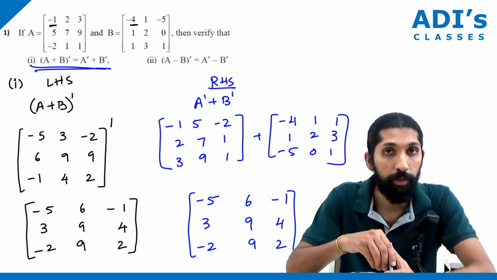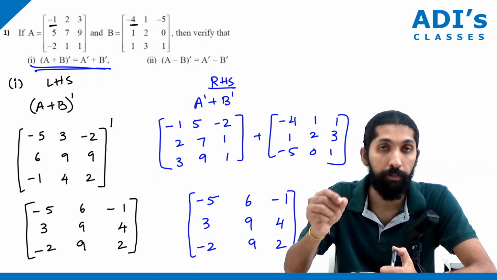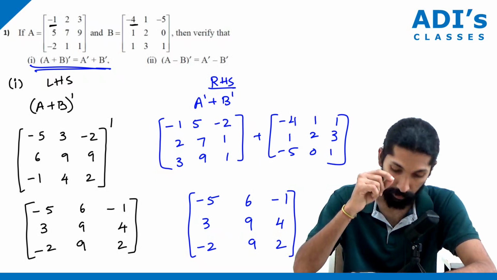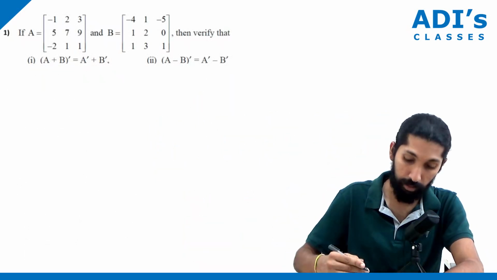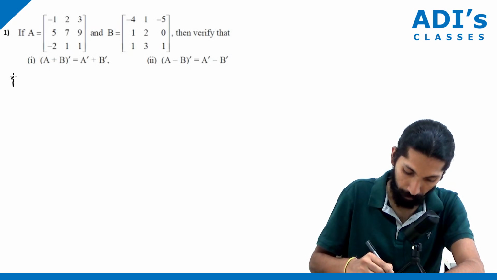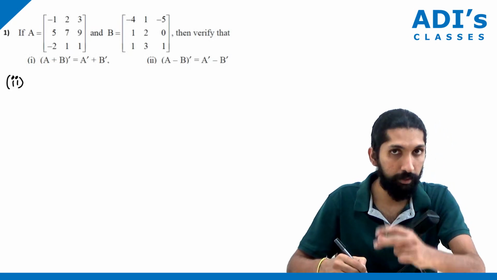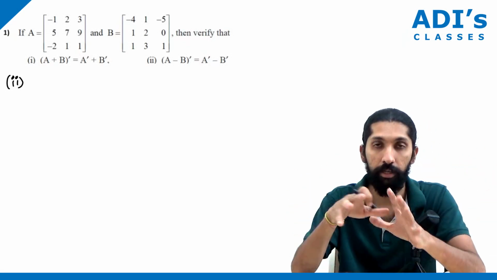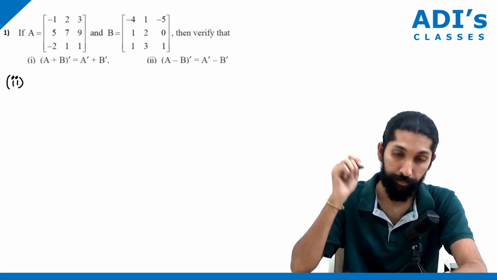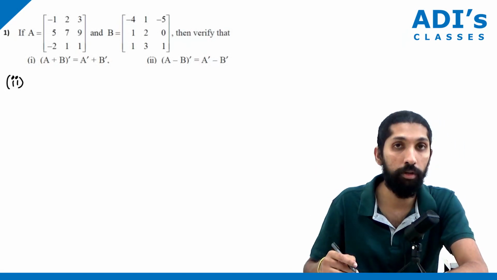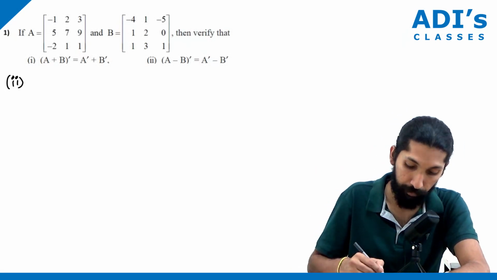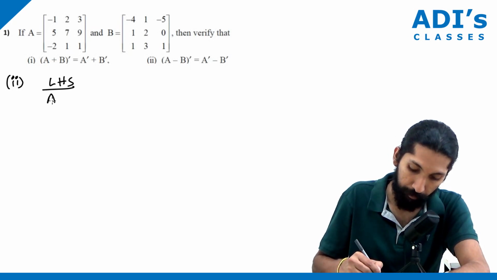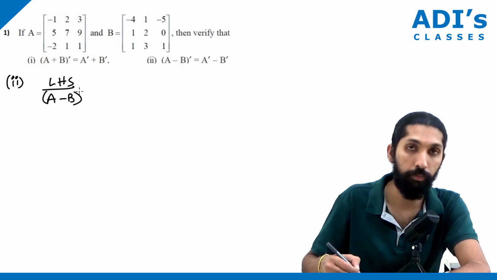You can also think of it more like a property where (A plus B) whole transpose is always A transpose plus B transpose. Similarly, we'll do the second one. See the second sub question. Let's do the same method we did for the first one. That is, do LHS separately, RHS separately, and show that both of them are equal. So for (A minus B) whole transpose, first we'll do the LHS. That's (A minus B) whole transpose.